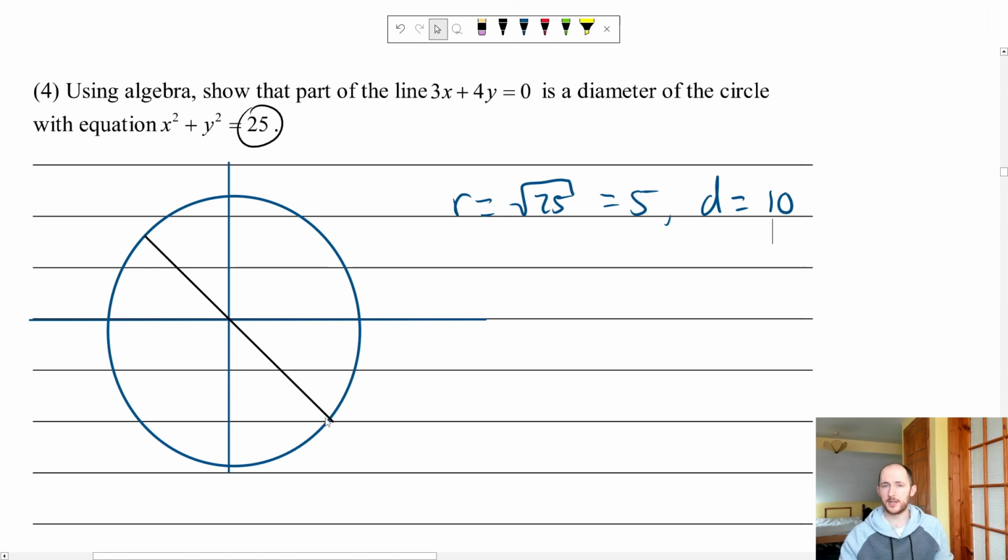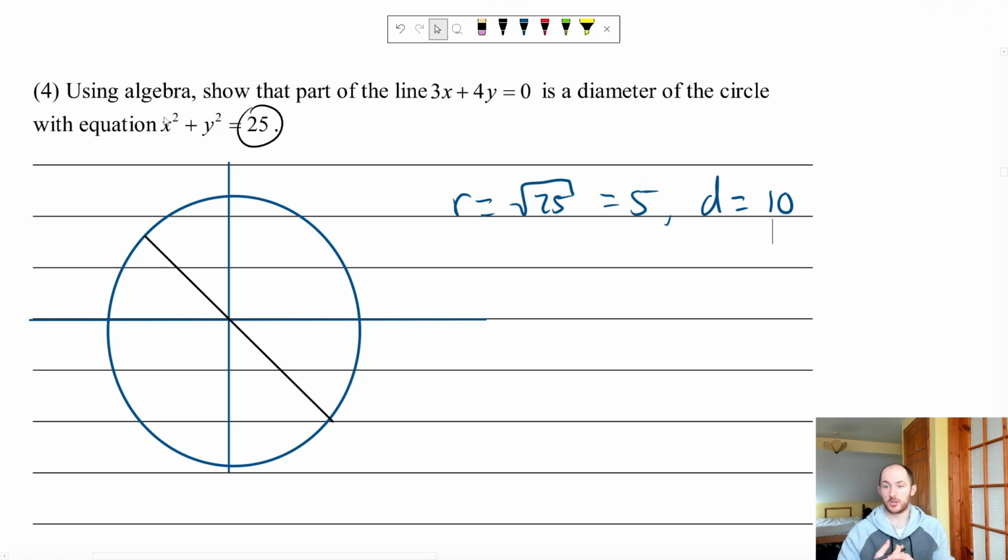So what I could do is work out the point of intersection between the line and the circle. Now, how do I know they intersect? Well, since it says show that the line is the diameter of the circle, it must mean that the line is the diameter of the circle. They can't ask you to show something that isn't true.